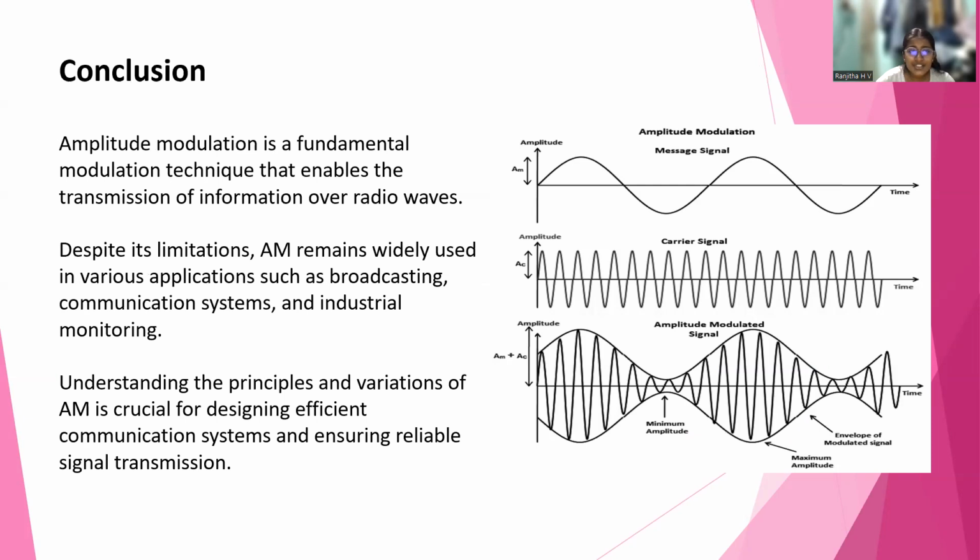Amplitude modulation is a fundamental modulation technique that enables the transmission of information over radio waves. Despite its limitations, the AM remains widely used in various applications such as broadcasting, communication systems, and industrial monitoring. Understanding the principles and the variations of amplitude modulation is crucial for designing an efficient communication system and ensuring reliable signal transmission.